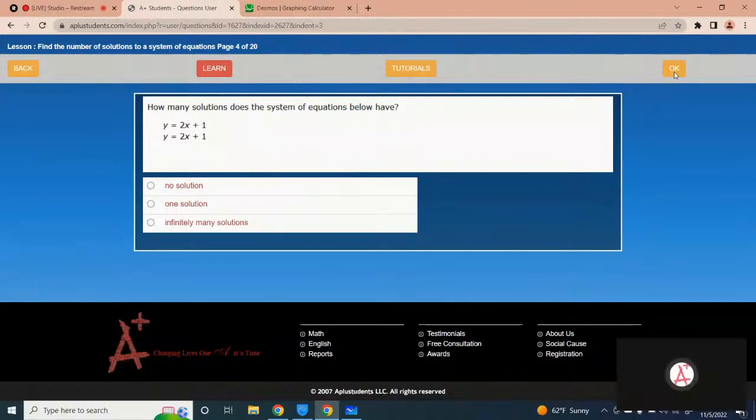Okay, y equals 2x plus 1 and y equals 2x plus 1. Again, the equations are exactly the same. That means they have infinitely many solutions. Got it?